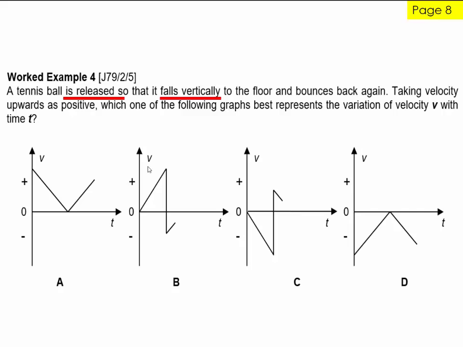Okay, it falls vertically, so it is moving downwards, but upward is positive. So as it falls downward, it should be getting more negative, right? So the answer should be C, right? It bounces back, so there should be a portion of time where the direction is positive upwards, right? So the answer is C. It has confirmed that.